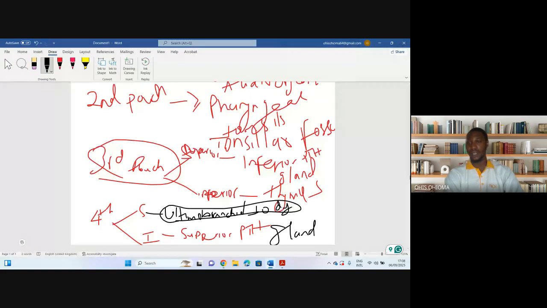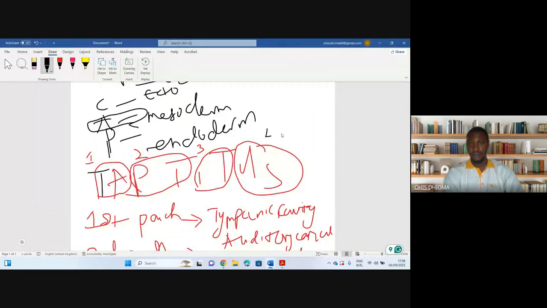Once you remember TAP TITUS, it's very easy to remember. You can arrange it in your head, like dorsal, ventral, dorsal, ventral, but the best way to remember it is superior and inferior. I think that's the best way. That's how it comes.